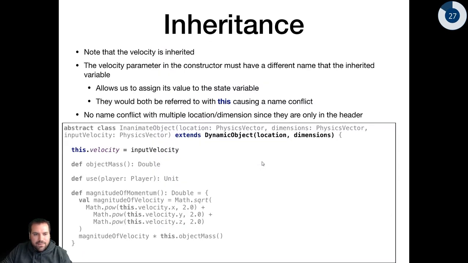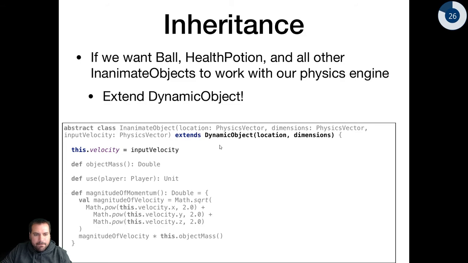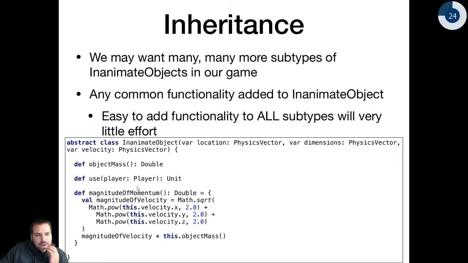So once I have magnitude of momentum, let me get one with it in color. Once I add that to an animate object, whenever I have an object of type ball or health potion, without changing any other code, just adding that to an animate object, I can do health potion 1 dot magnitude of momentum and get its magnitude of momentum. They inherit that functionality from the abstract class.